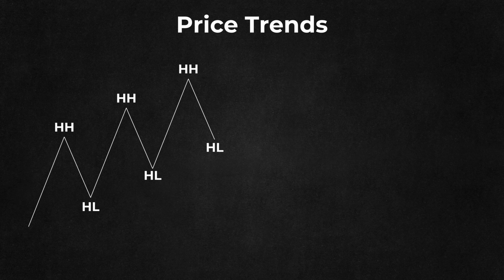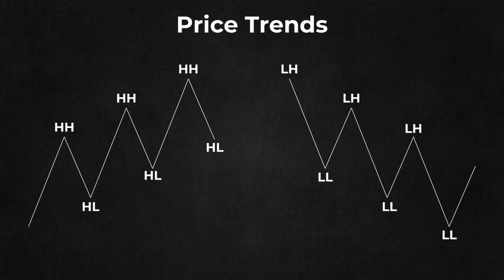Price action traders define trends in a simple way. An uptrend occurs when price forms higher highs and higher lows, while a downtrend occurs when price forms lower highs and lower lows. This description is correct, but it focuses only on the visible structure of price, which is only the surface of the market.